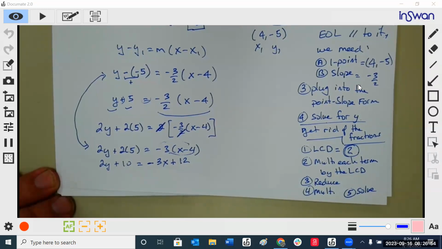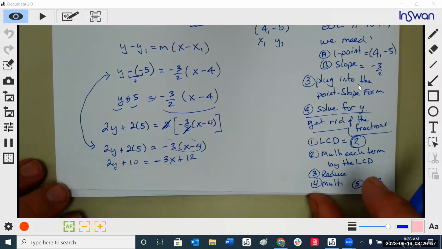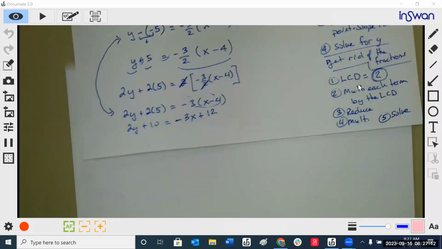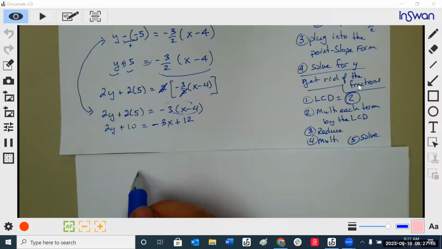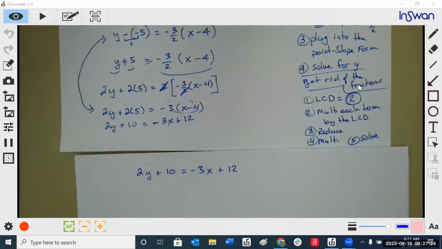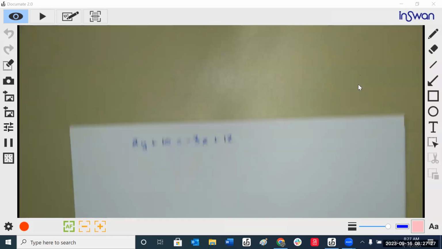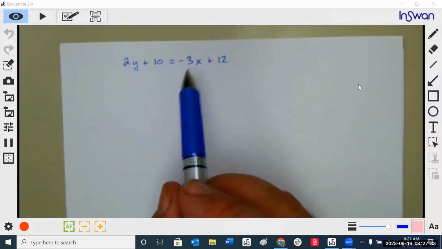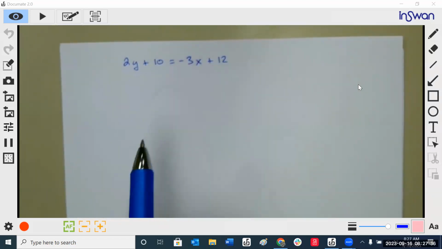And the last step, step 5, is solve. Solve for y. So how do we solve for y? We have 2y plus 10 equals negative 3x plus 12. We're trying to get y by itself. Are there any y's over here? No. So we have to move everything that's not a y to the other side.